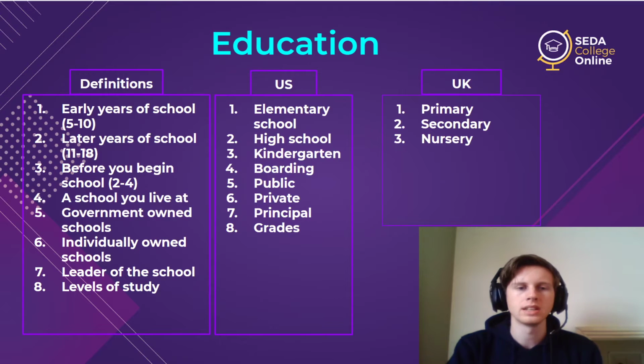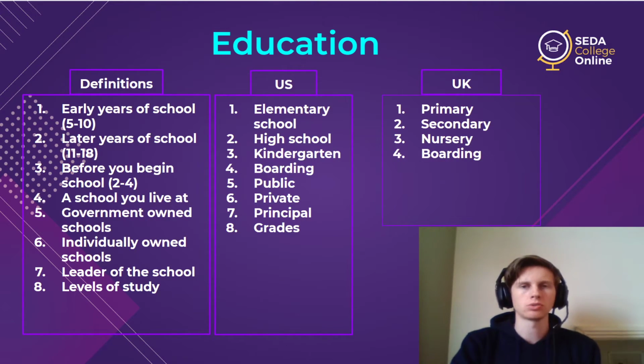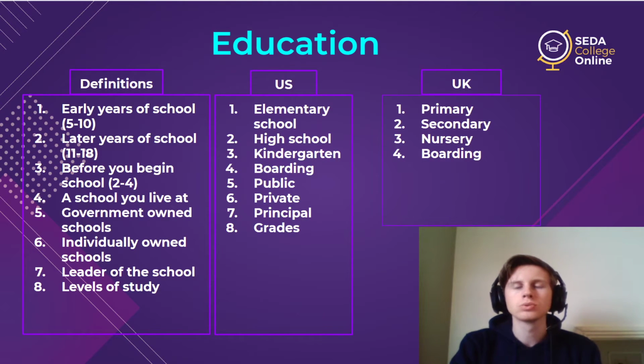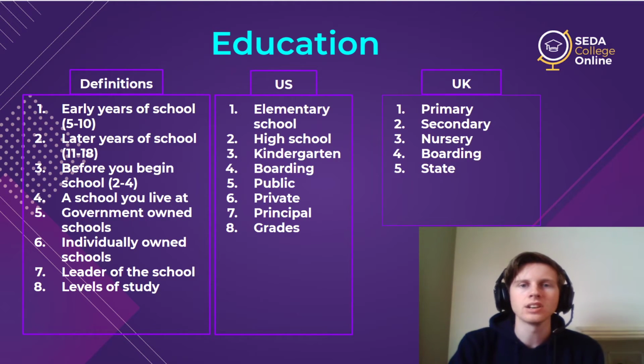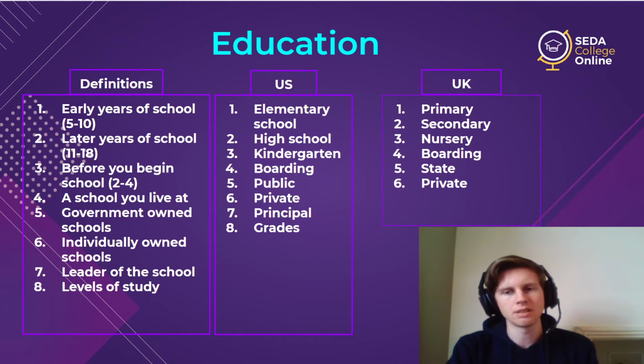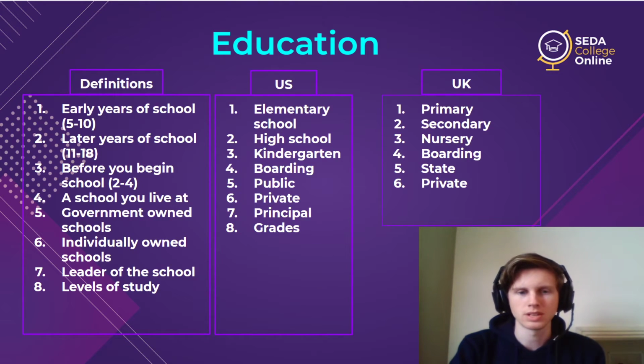Number 4, a school where you live. Well, this is the same, actually. Both countries say boarding school, so no difference. There is a difference, though, for number 5. So government-owned schools in the UK are called state schools, not public, but state schools. And it's because state here is a synonym for government. Okay, number 6, individually owned schools. Well, that's the same again. Same word, private and private for both countries.